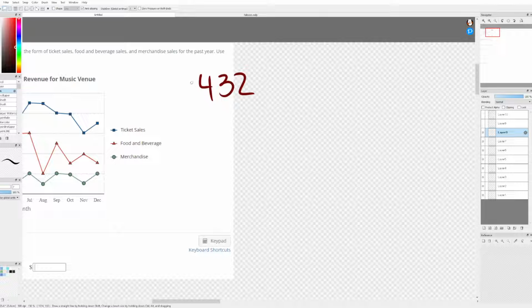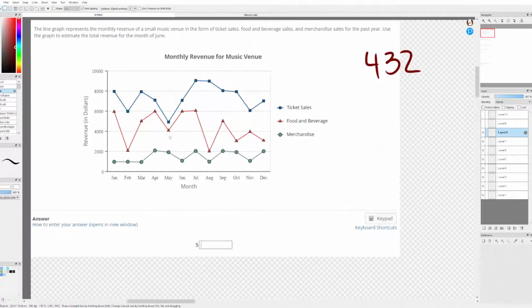So with that being said, if we were estimating with this one, it would be 400 instead of 432. With that being said, here are some examples.